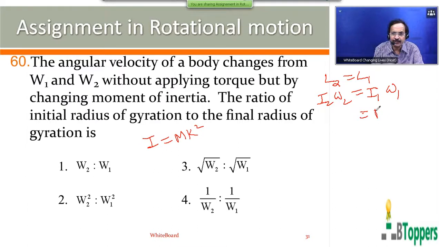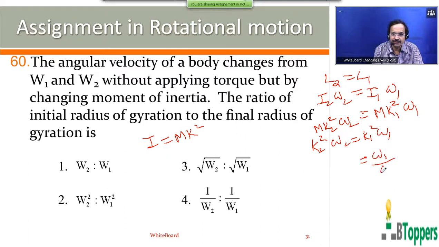So you can assume the mass of the body to be constant. So I1 we can write as mk1 square. I2 can be written as mk2 square. So you get k2 square into omega 2 is equal to k1 square into omega 1. So omega 1 by omega 2 is k1 square by k2 square. So k1 by k2 whole square can be written as omega 2 by omega 1.